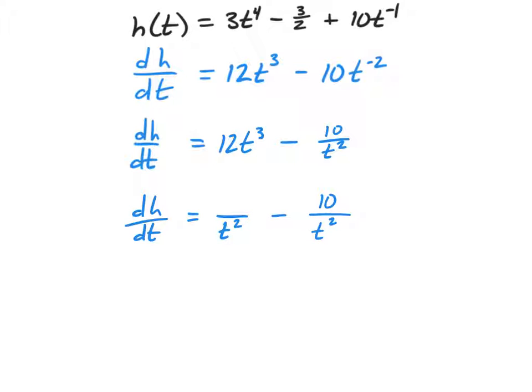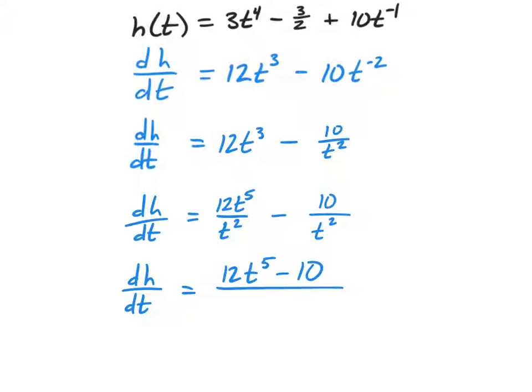And so if I multiply that top by t squared, that becomes 12t to the 5th. And now I can go ahead and do that subtraction. So dh over dt is going to equal the 12t to the 5th minus 10 all over our common denominator of t squared.